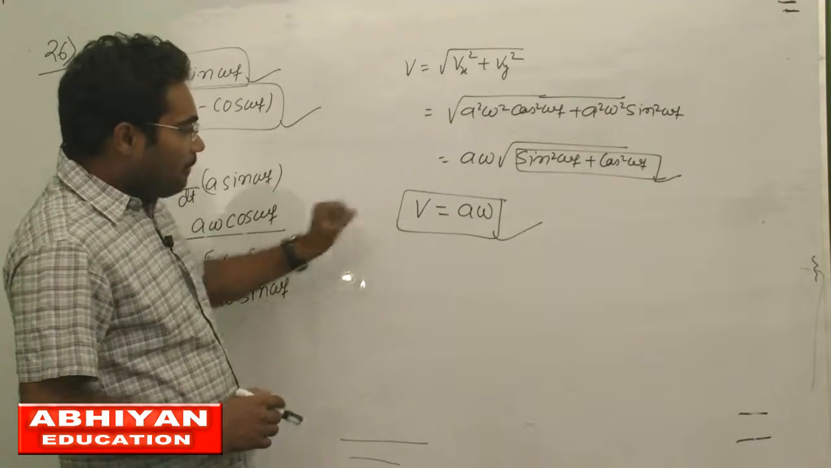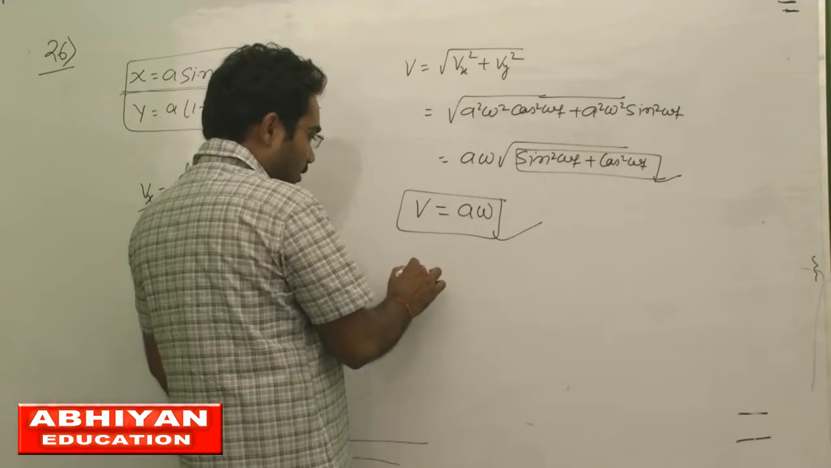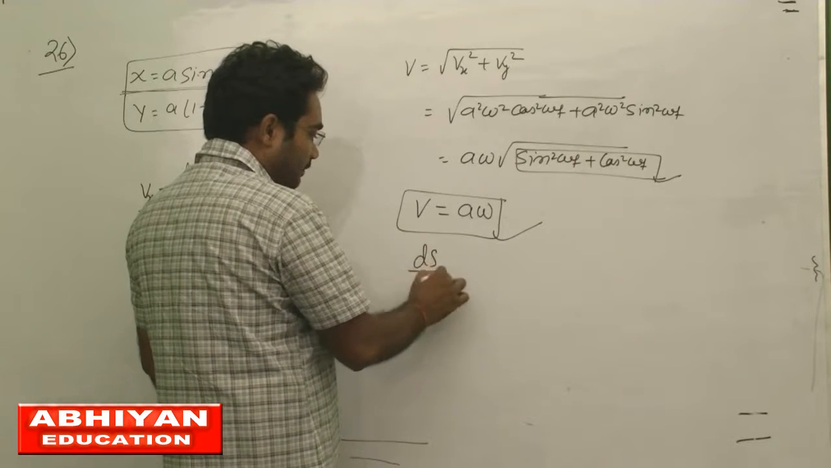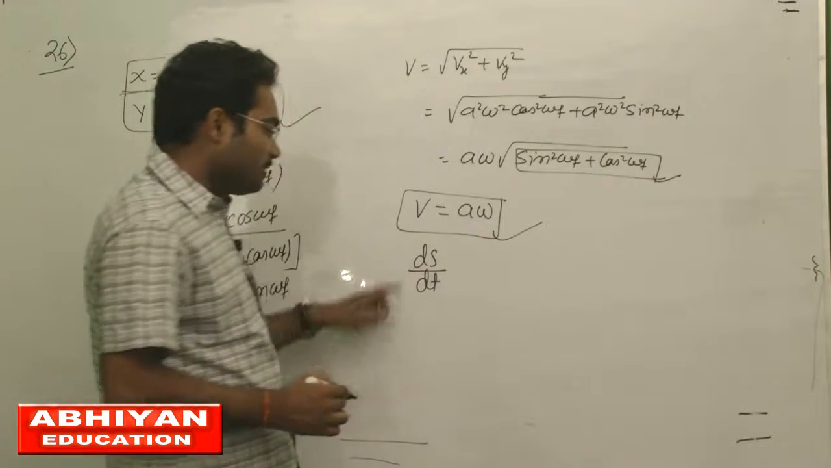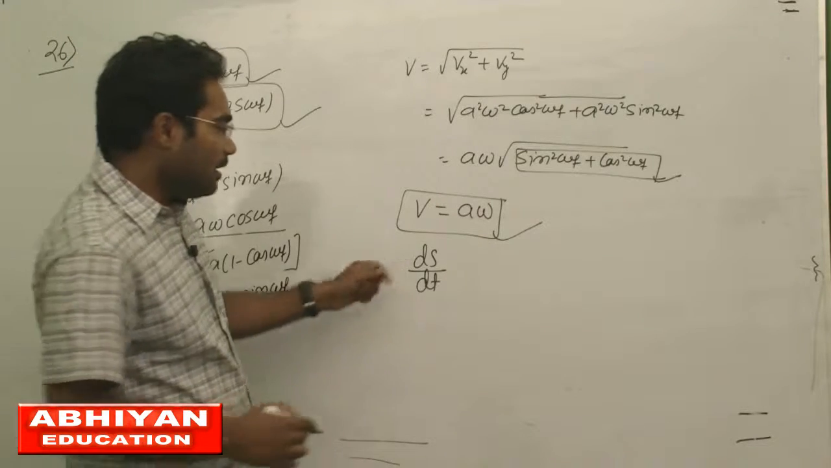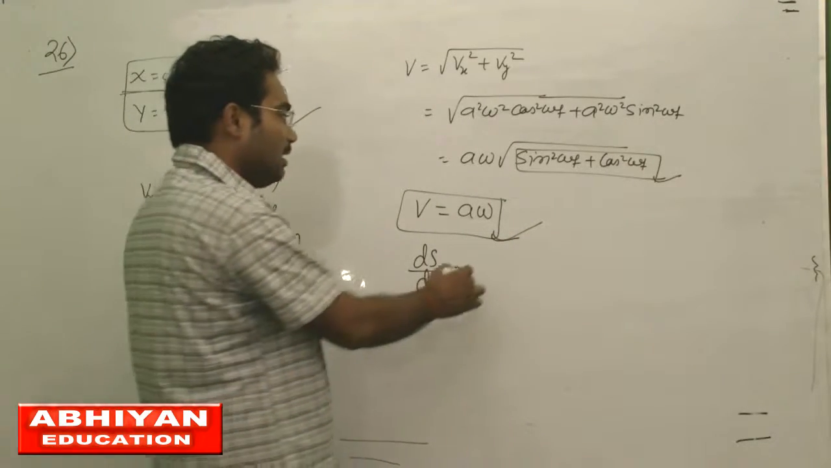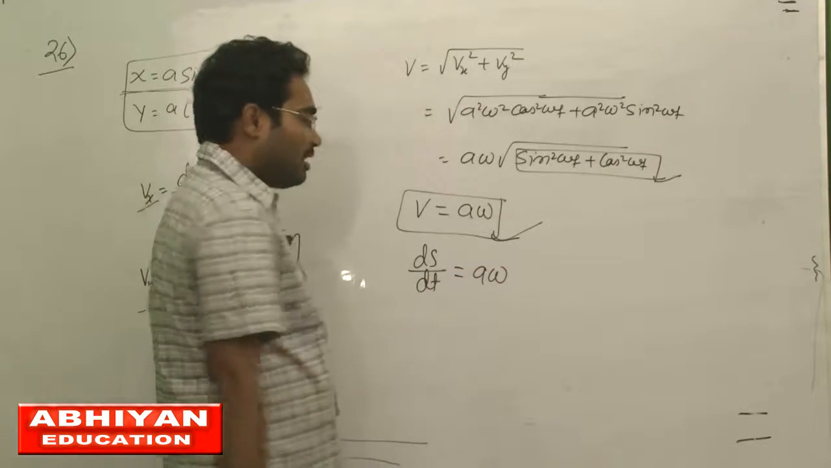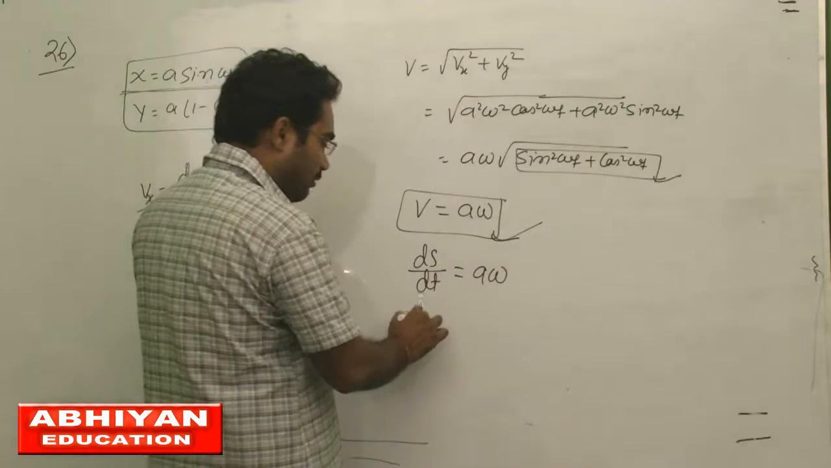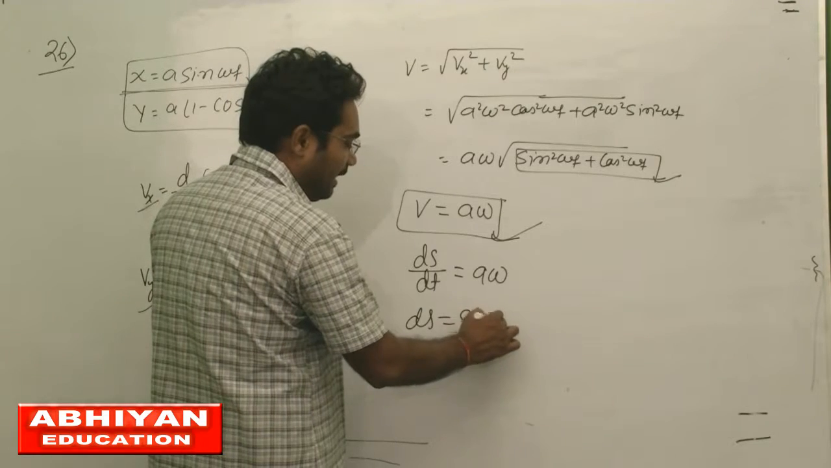Now, ds by dt is the rate of change of distance with respect to time. The instantaneous speed of the particle is given by ds by dt. So this equals a omega. Now ds equals a omega dt.